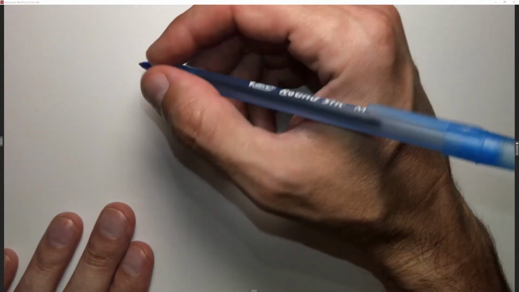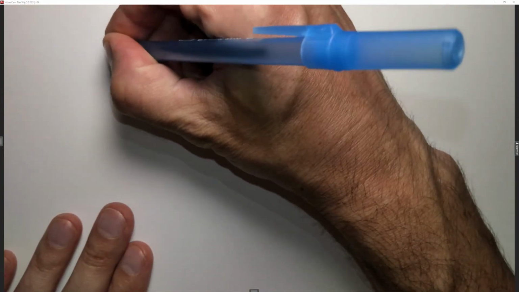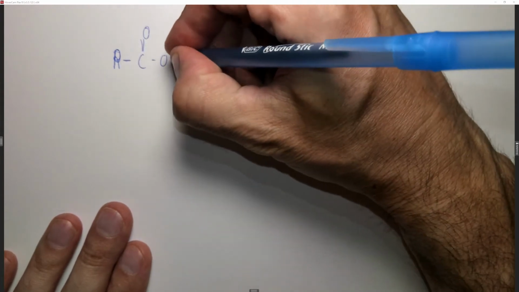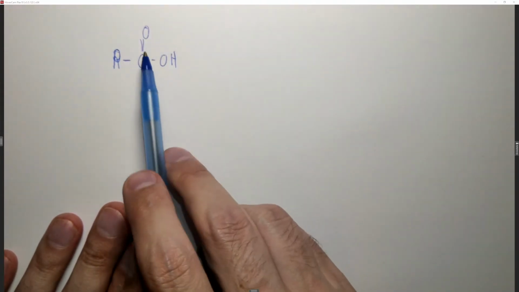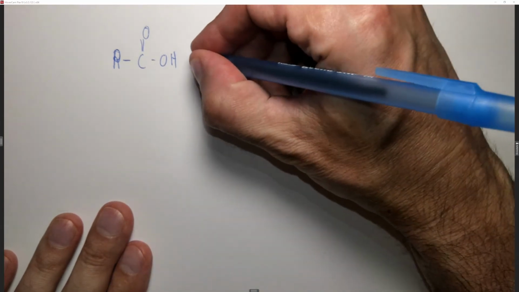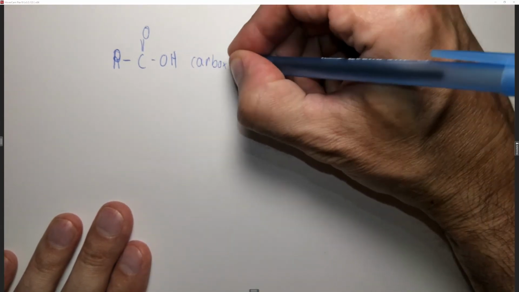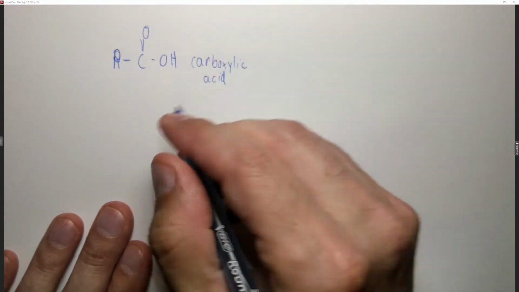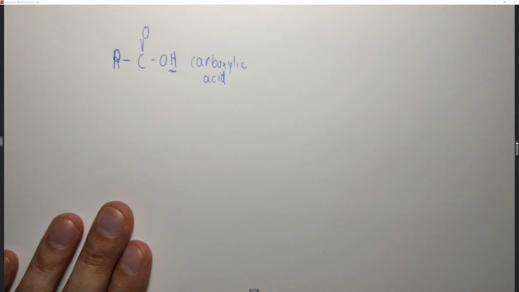In this chapter, we're going to look at carboxylic acids and nitriles. So a carboxylic acid has the general formula R bond C, double bond O, bond OH, like so. So this C double bond OH makes a carboxylic acid. And a carboxylic acid is going to have an acidic proton. And the acidic proton is that one right there.